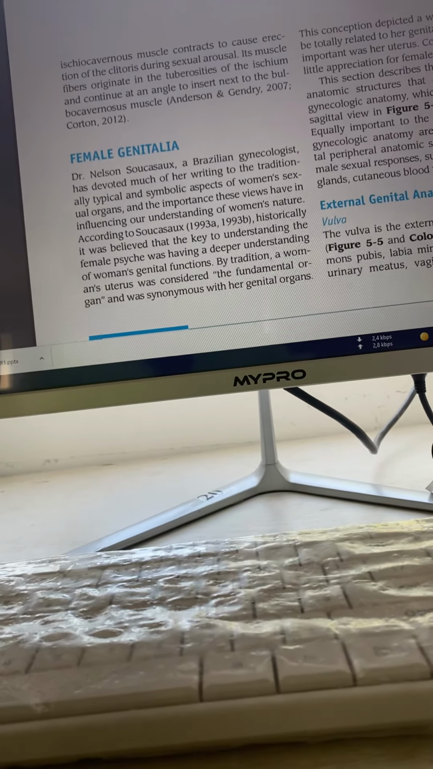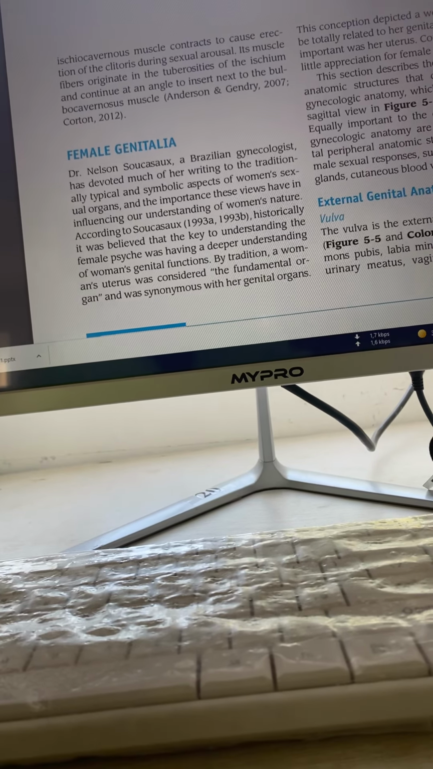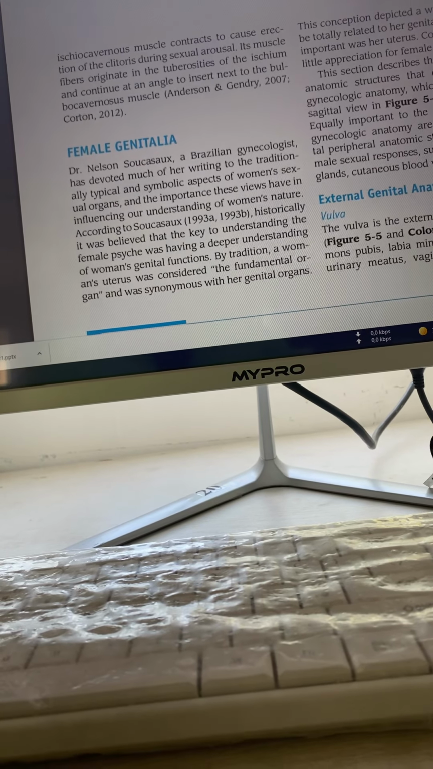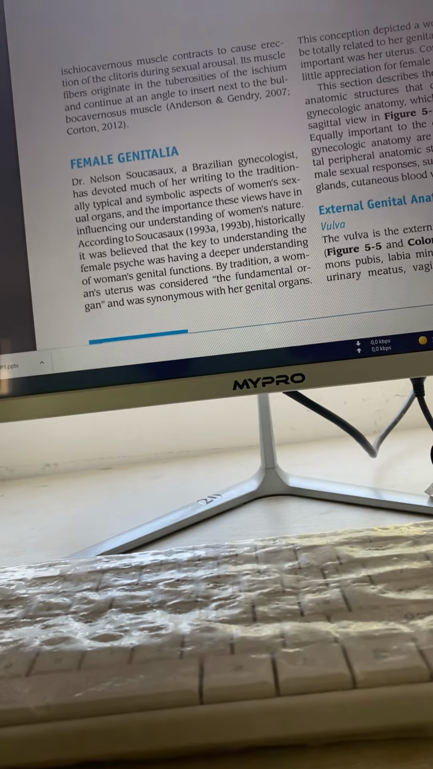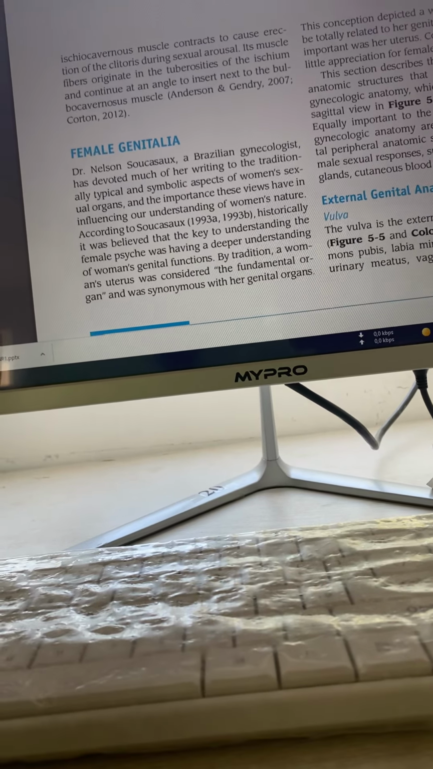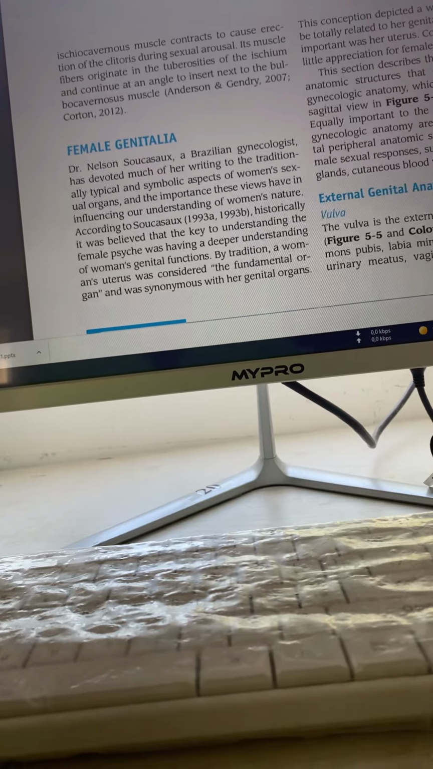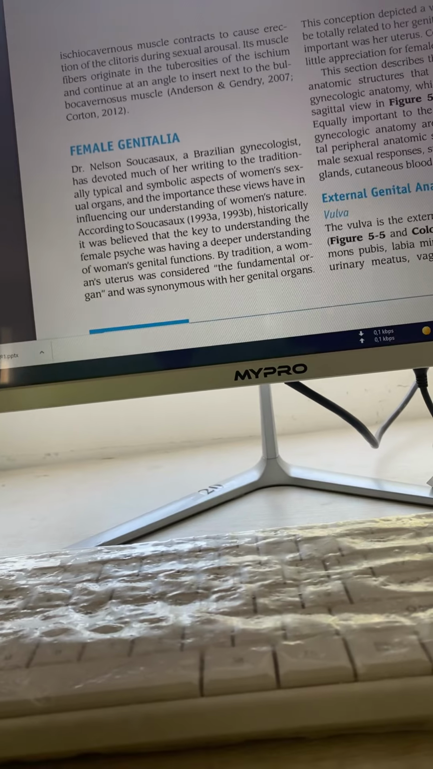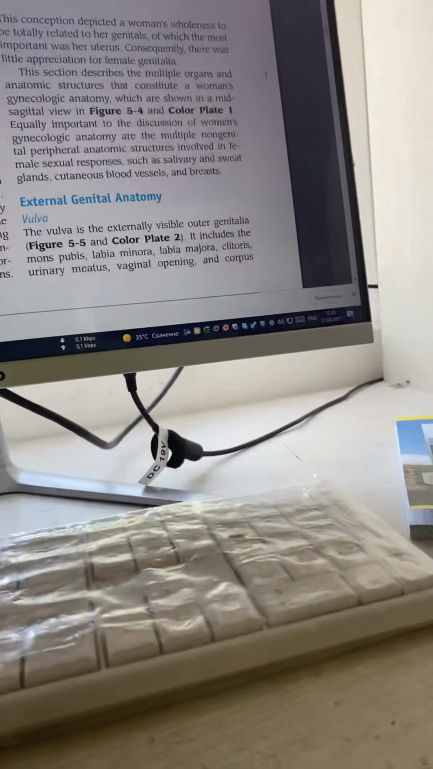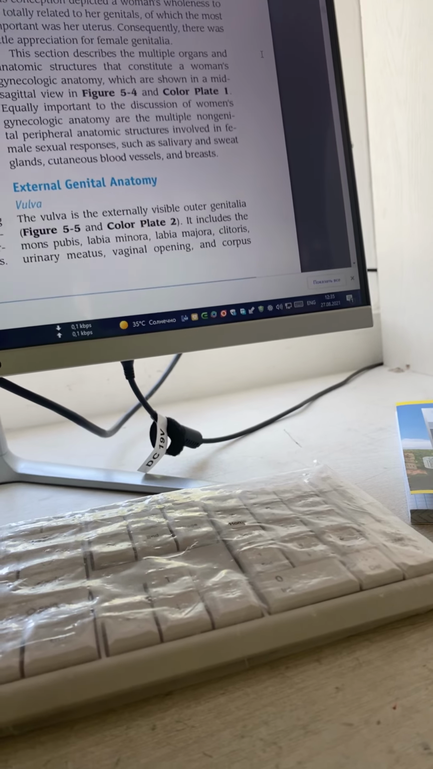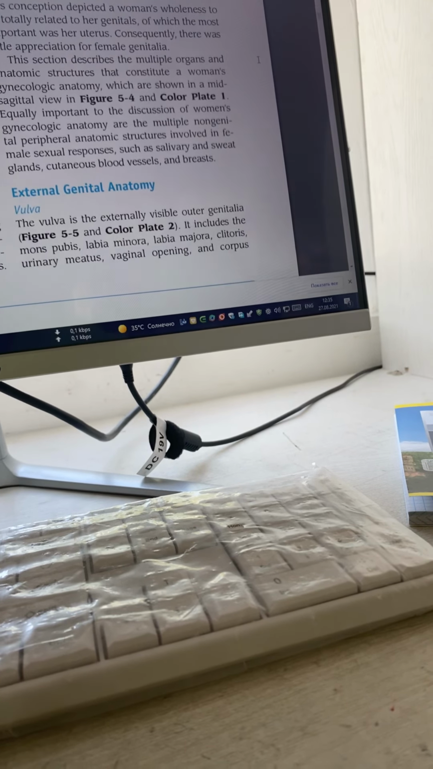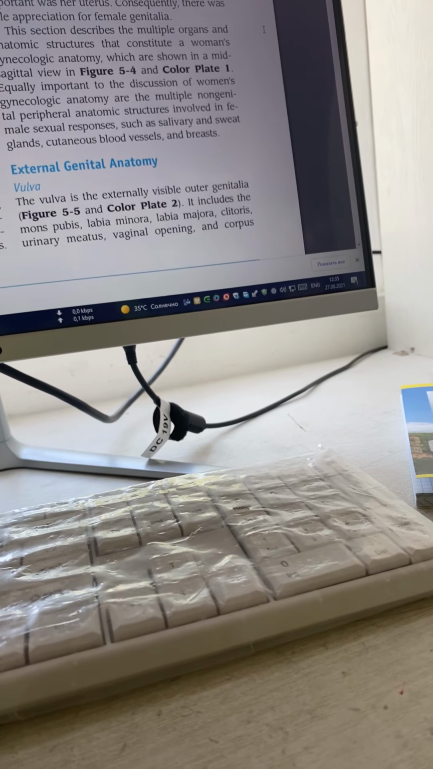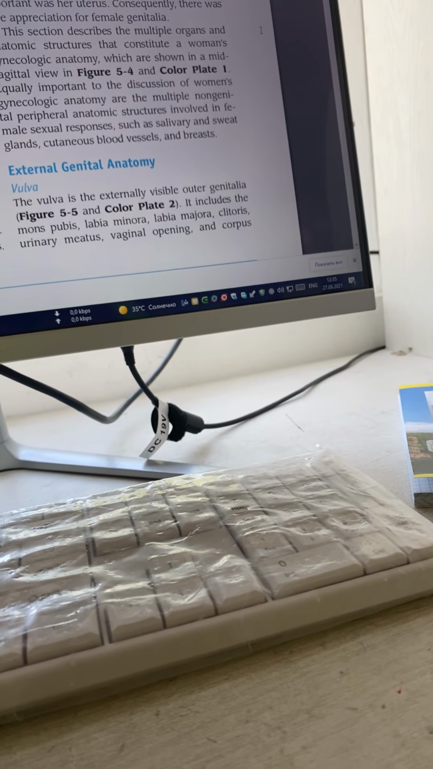Historically, it was believed that the key to understanding the female psyche was having a deeper understanding of woman's genital function. By tradition, a woman's uterus was considered the fundamental organ, synonymous with her genital organ. This conception depicted a woman's wholeness to be totally related to her genitals, of which the most important was her uterus. Consequently, there was little appreciation for female genitalia.